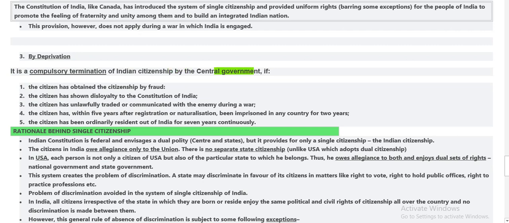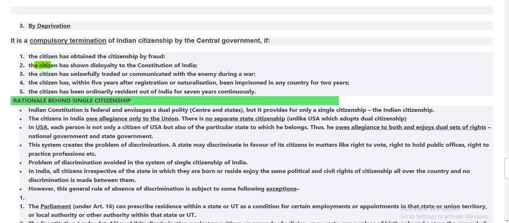By deprivation. It is a compulsory termination of Indian citizenship by the central government, if the citizen has obtained the citizenship by fraud.